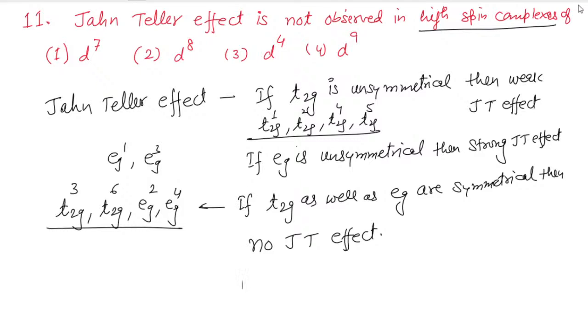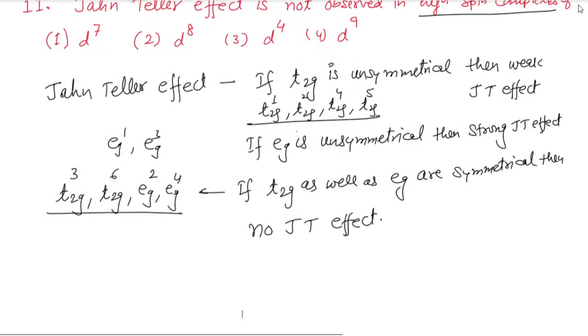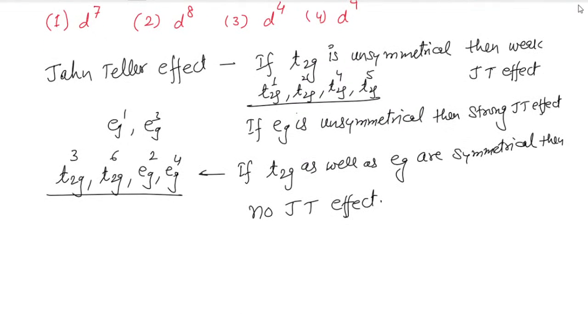Now, given no Jahn-Teller effect, Jahn-Teller effect is not observed in high spin complexes of D7. D7 in high spin: it is 1, 2, 3, 4, 5, 6, 7. See, here EG is symmetrical, but T2G is unsymmetrical, right? So that means it will show Jahn-Teller distortion. Now come to D8.